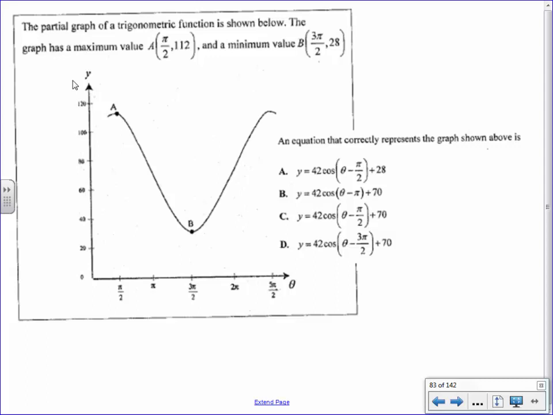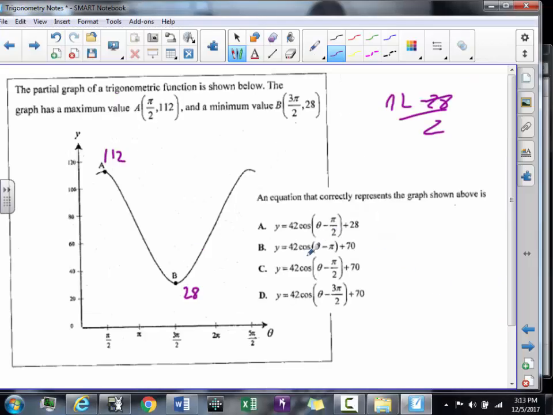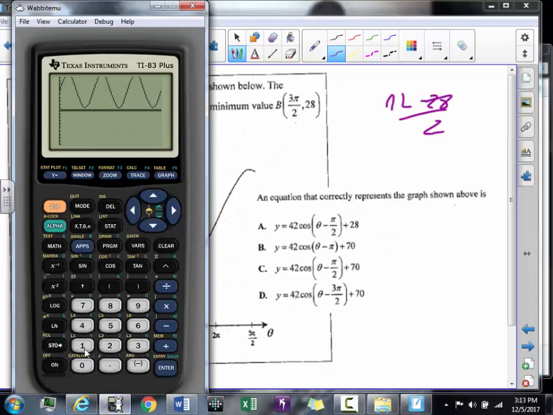Let's talk through what's happening. Here we have a graph that's going up and down like this. How am I going to figure out the amplitude? To figure out the amplitude, take the highest point you have on the graph, which would have been 112. Take the lowest point you have, which is 28. Subtract them and divide by 2. Close. So 112 minus 28. Sorry, actually, I need to do 112 plus 28. Divide by 2.